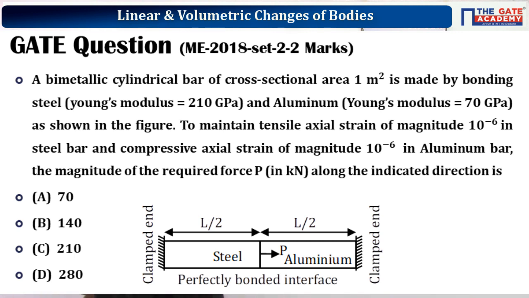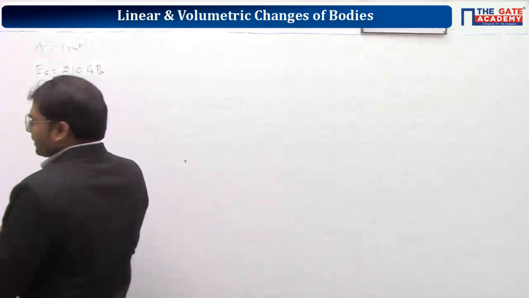If you take this question, they have given that a bimetallic cylindrical bar of cross-sectional area 1 meter square is made by bonding steel of Young's modulus 210 gigapascal and aluminium of 70 gigapascal.